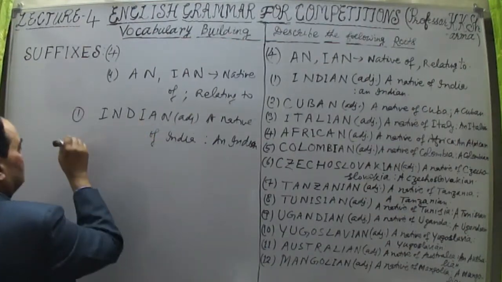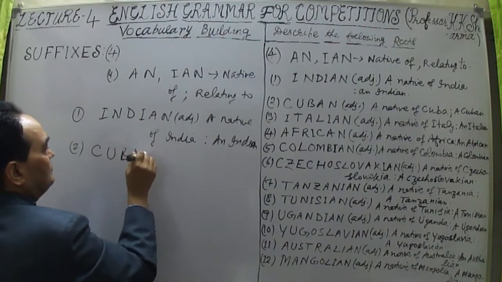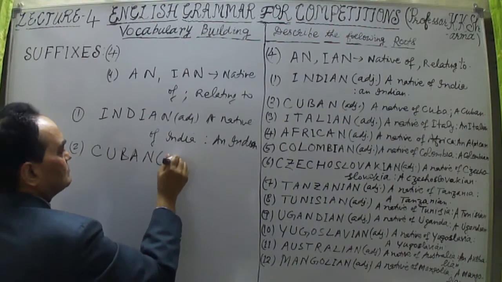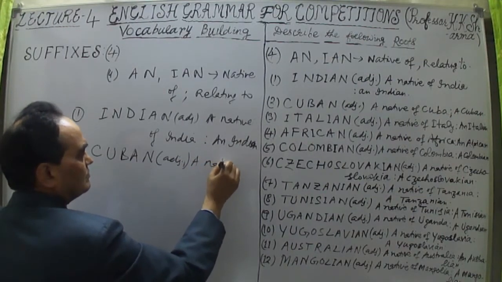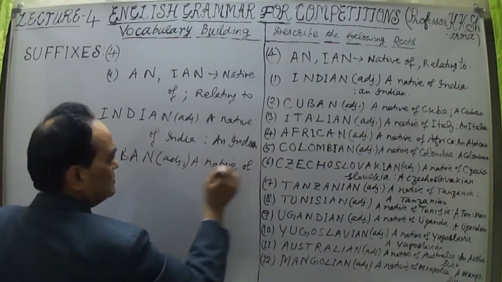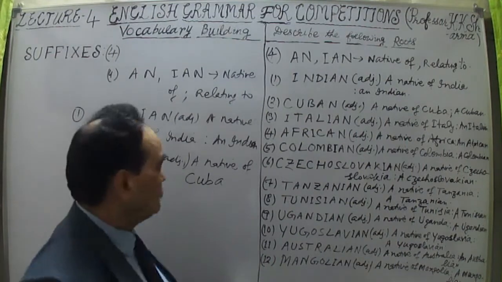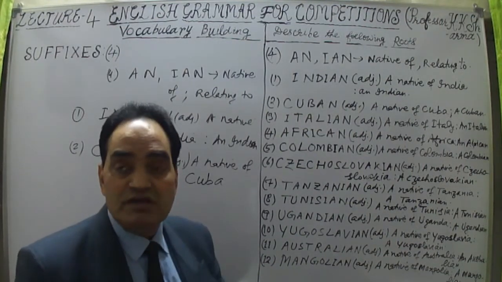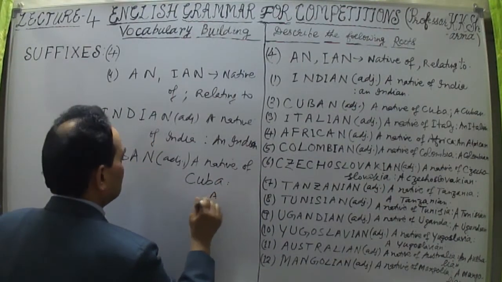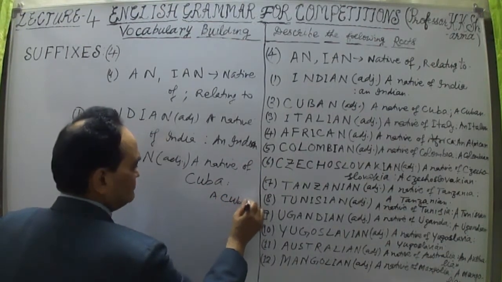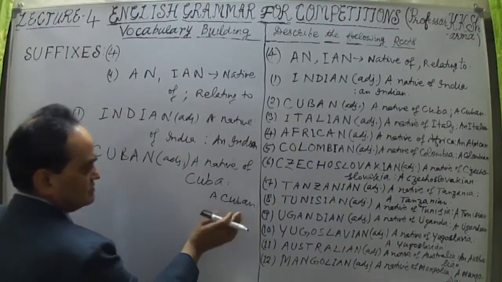Let's see the second word here. The second word is Cuban, C-U-B-A-N. Again an adjective. That means a native of Cuba. Cuba is a country. So a native of Cuba is known as Cuban. Only AN is added, not IAN, but here AN is added. Cuban is a native of Cuba, a country. A Cuban, right? This is a Cuban, a native of Cuba. We just say this is an example.